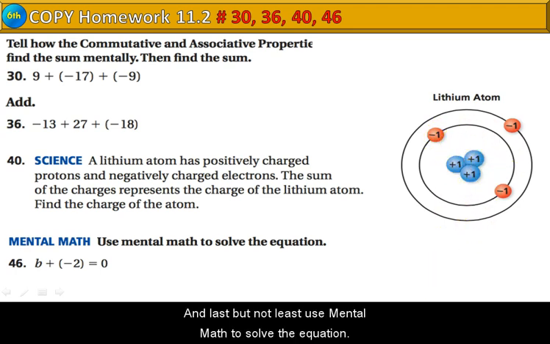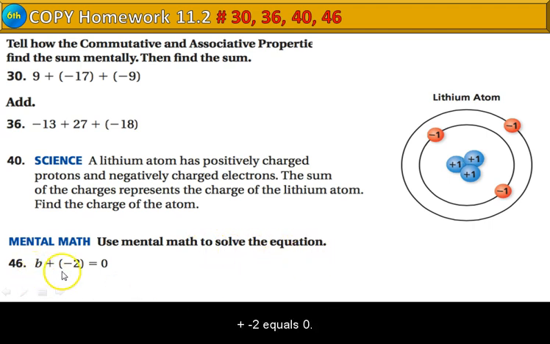And last but not least, use mental math to solve the equation. B plus negative 2 equals 0. Our goal is to find the value of this B. But what do we need to get a result of 0? That's the question. This homework assignment will be due by Tuesday evening, 11:59 p.m., April 21st.